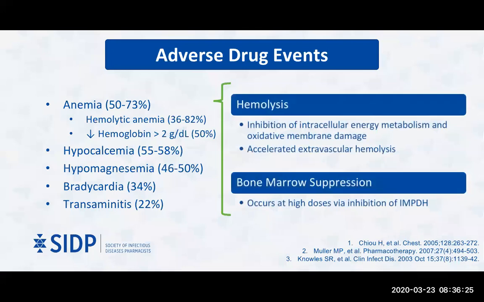And this anemia is interesting because remember with ribavirin, it has 2 main mechanisms. The first is hemolysis. As you have ribavirin triphosphate accumulating inside the erythrocyte, which doesn't have a mechanism to get that RTP out of the cell, that results in intracellular ATP depletion and oxidative membrane damage. All of this leads to accelerated extravascular hemolysis of the red blood cell, and that can result in anemia.